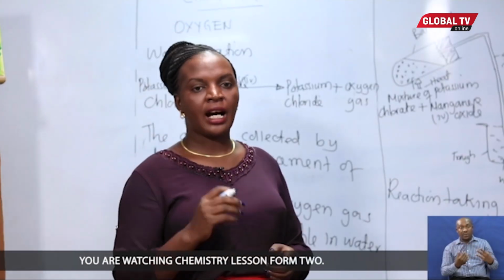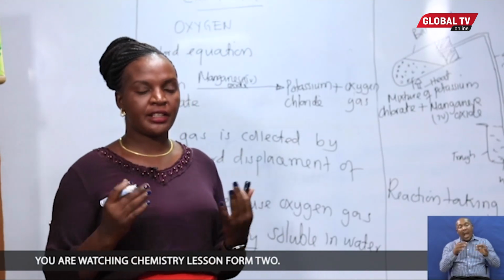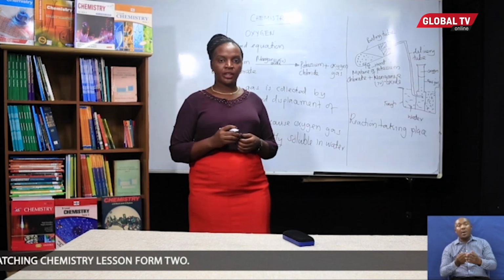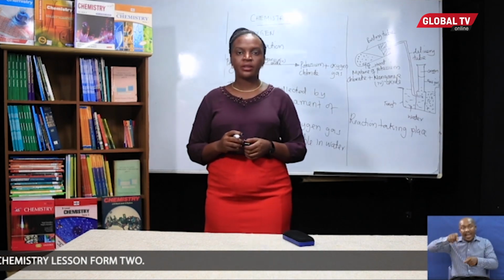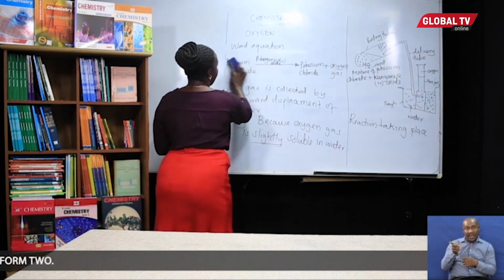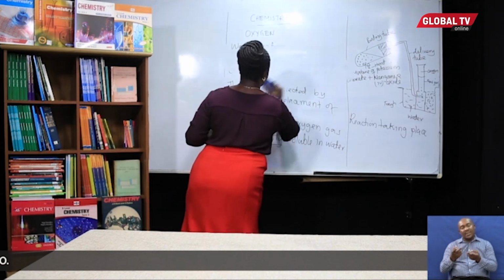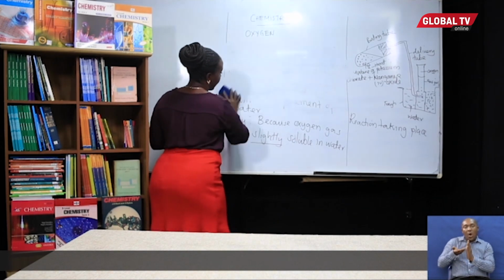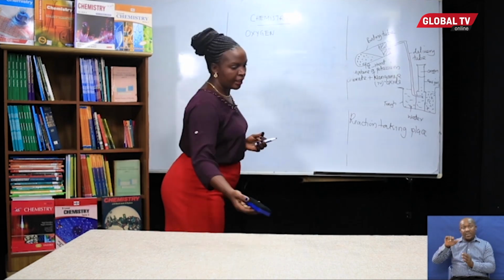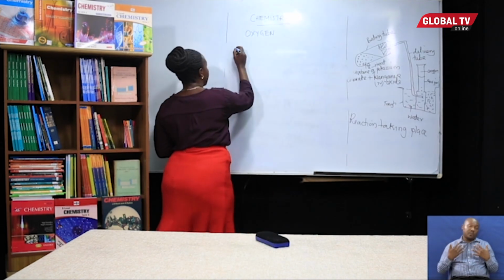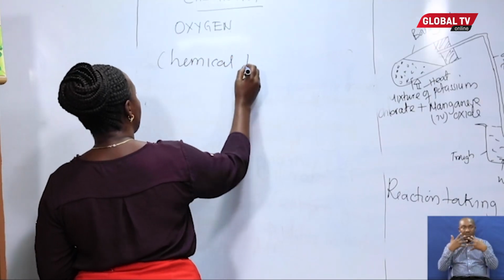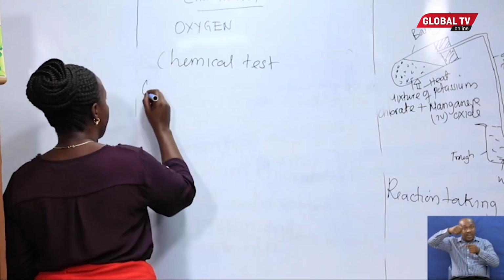So we are going to see how we test the gas. Now we have collected the gas in the laboratory. How can we identify that this is oxygen gas? We call it a chemical test. Oxygen gas relights a glowing splint. In another phrase, it rekindles a glowing splint. So we call it the chemical test of oxygen.